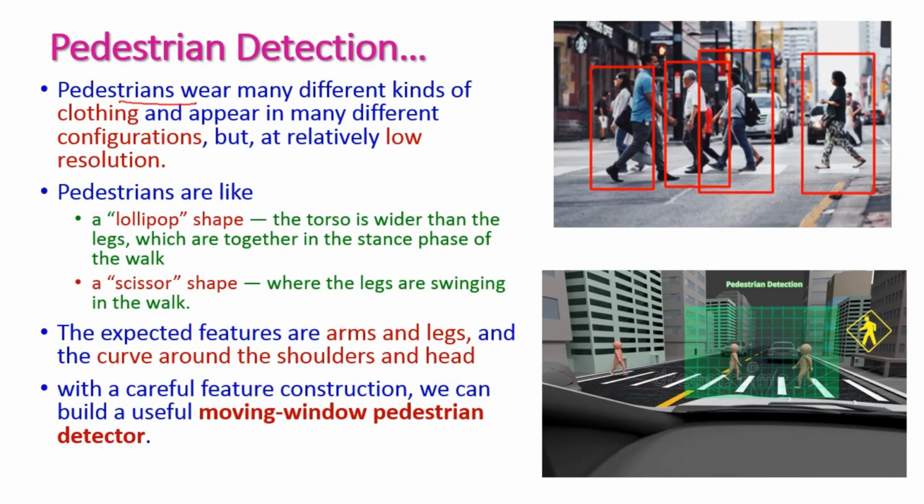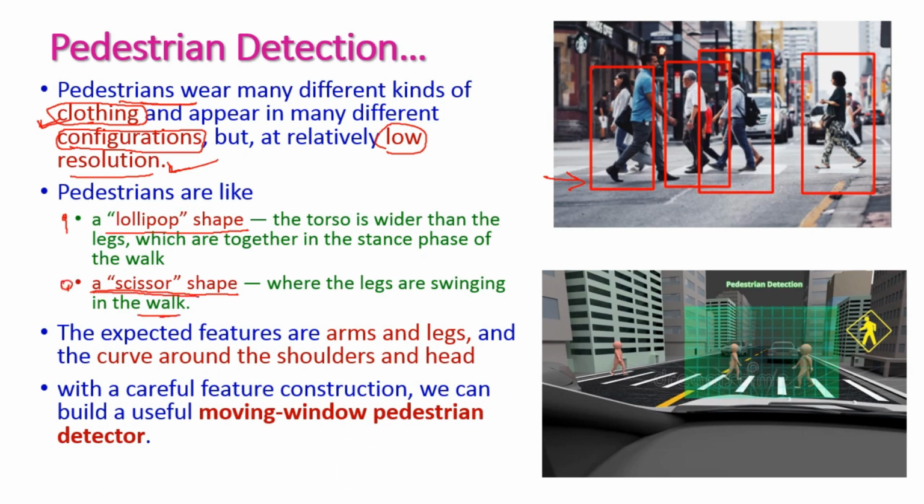The pedestrians wear many different types of clothing, and the configuration also looks different, right? See, in this diagram the people are wearing different types of clothes and their shapes are also different. And the resolution is also very low here. Now we need to identify a pedestrian. There are two normal shapes. The first one is a lollipop shape if they are standing on one side of the road. And the shape can change to a scissor-like shape if they are walking on the road.